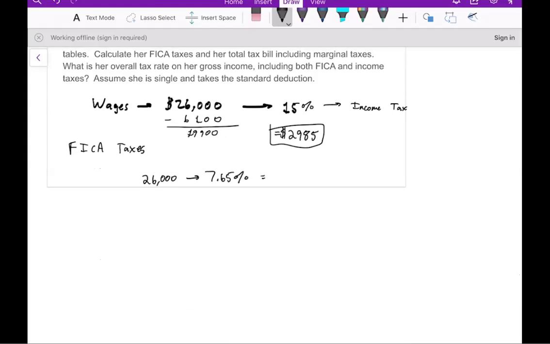All right, so if we do 0.0765 times 26,000, we're going to get that this is also $1,989. And if we add that to $2,985, we're going to get the total tax is $4,974. So that's our total tax that we're paying.